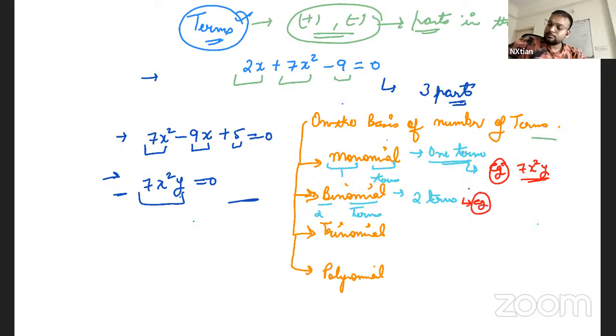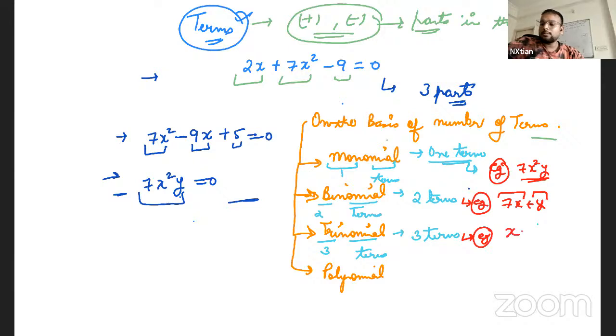For example, 7x plus 1. There are two terms there, no? This is 1 and this is 2. So this has two terms, this is called binomial. Don't write, Hannah. Okay. Trinomial, tri means three, nomial means terms. How many terms are there? Three terms. Example, x plus y plus z. These are three terms, called trinomial. And the fourth one, polynomial, is more than three.